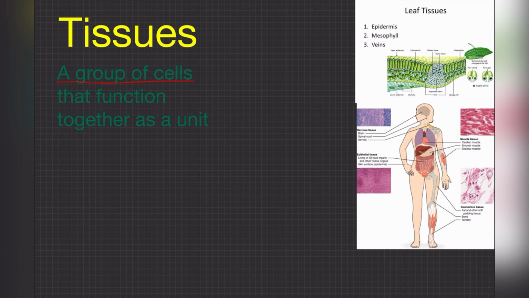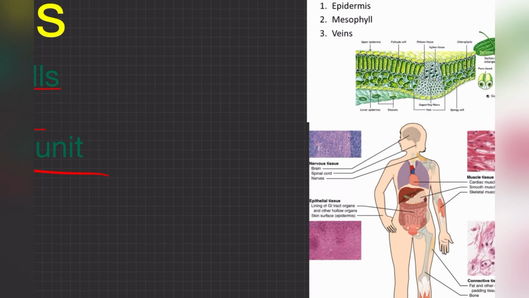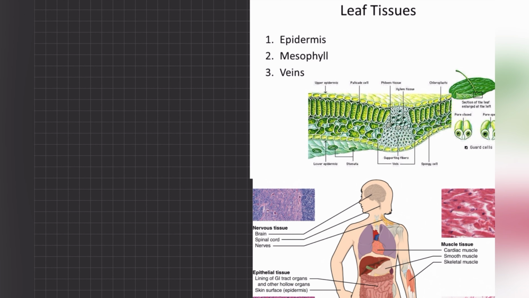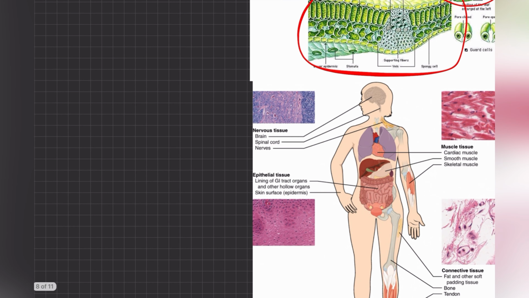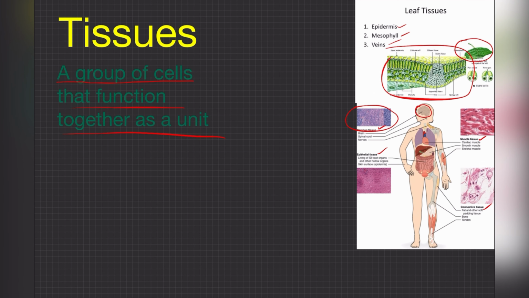So tissues are a group of cells that function together as a unit. If we look over at our leaf tissue, for example, think about a maple leaf. This is the driving example that I'll continue to use. These leaves are made up of tissues, and the tissue is made up of the epidermis, mesophyll, and veins. Or, to be more relatable, we have the brain, and this organ is made up of specific tissues. There's nervous, muscle tissue, connective tissue, and epithelial tissue. And again, these are a group of cells that function together as a unit.